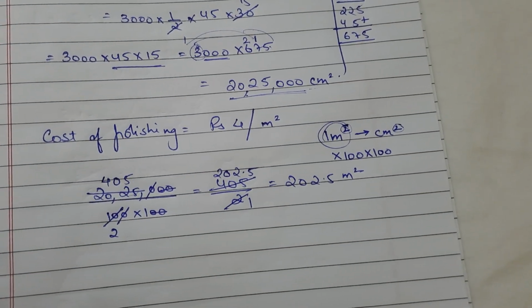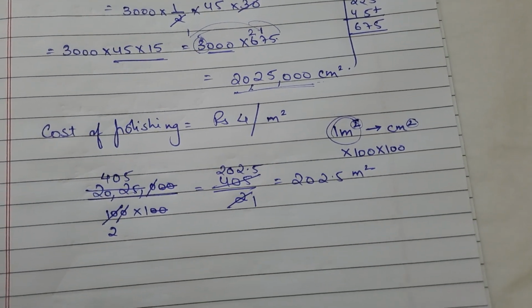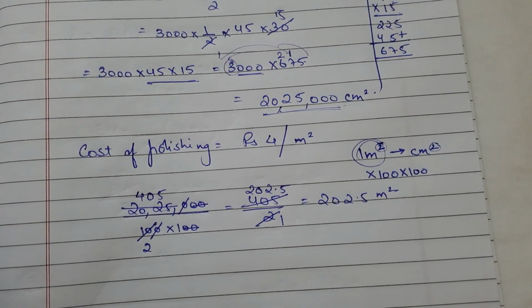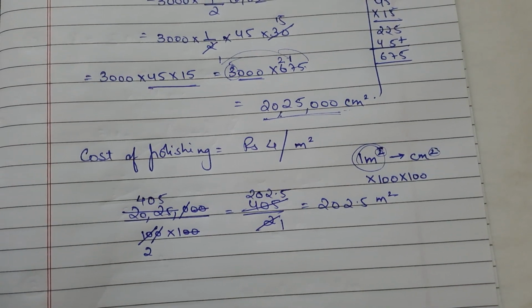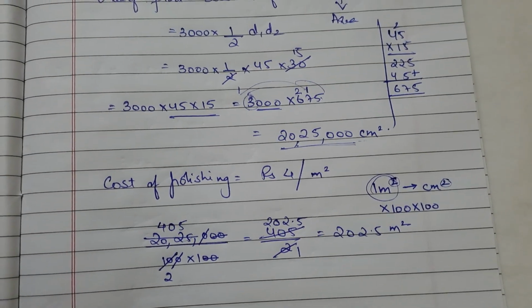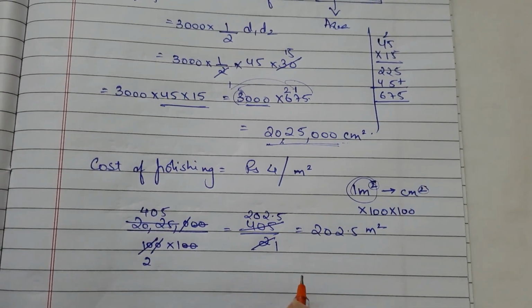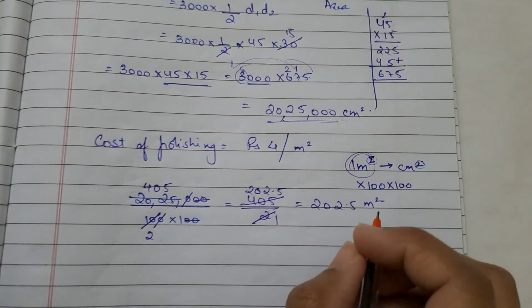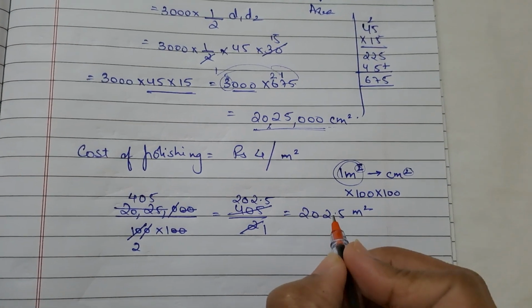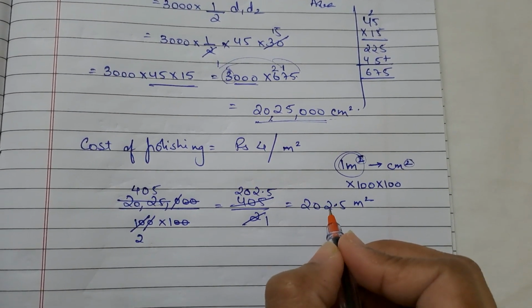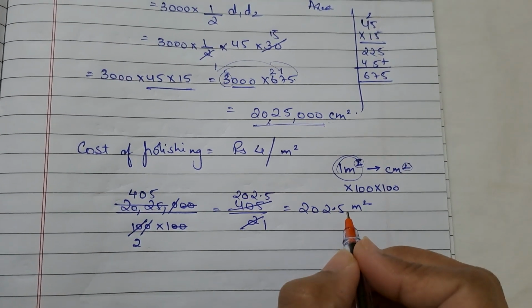What is the area of the floor that we got? The area of the floor that we have got is 202.5 meters square.